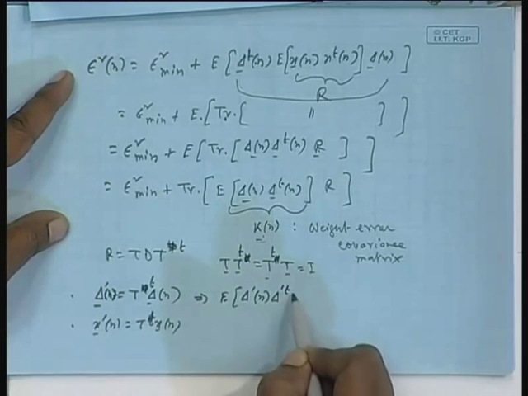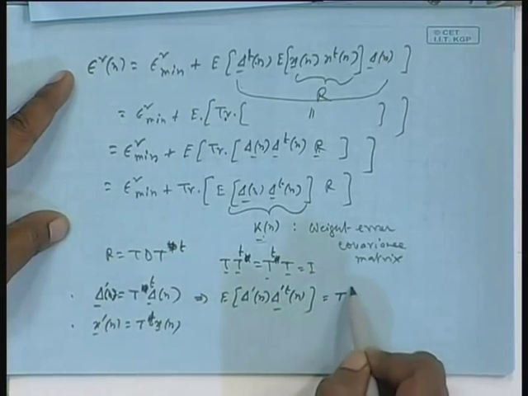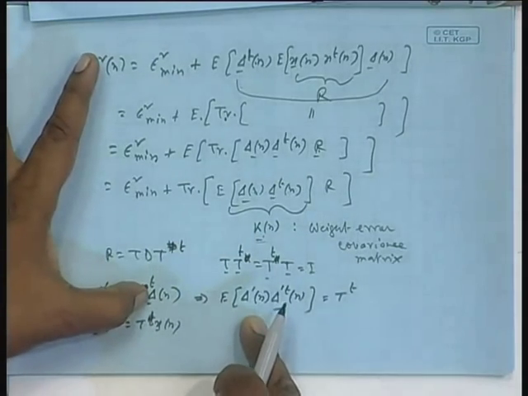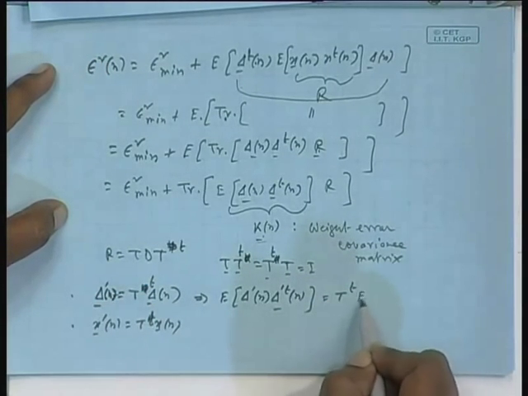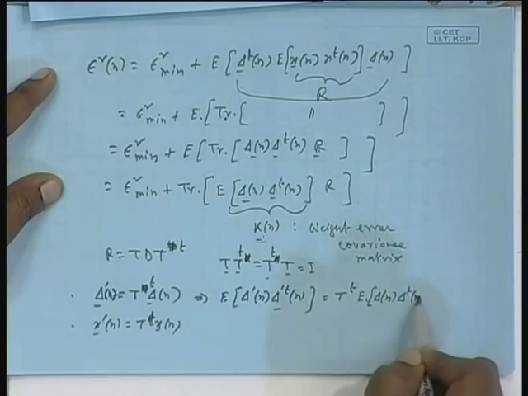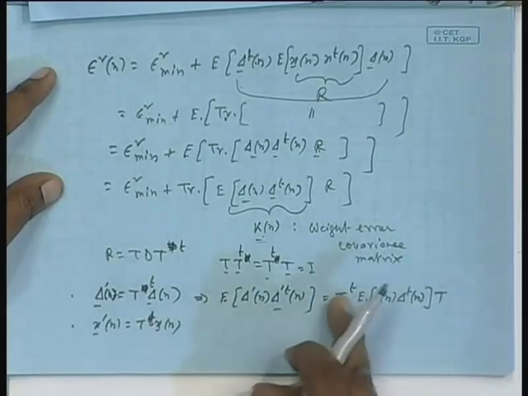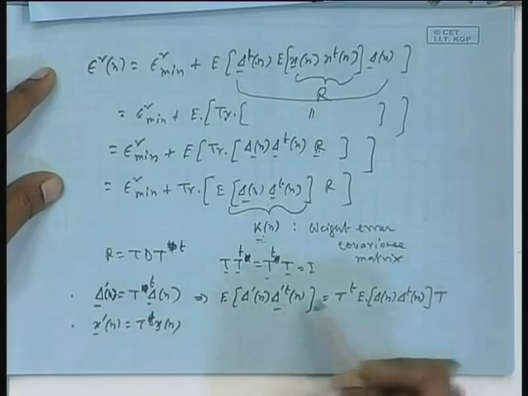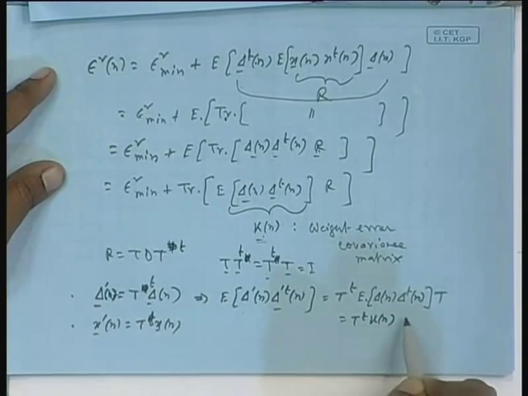So, what is this quantity then? You replace this with T transpose delta n, and delta transpose T. Take T out. By now you should be pretty conversant with this kind of manipulation. On this side, T transpose comes out, T comes out, delta delta transpose, and E over that is K n. So, this is T transpose K n T, one thing.